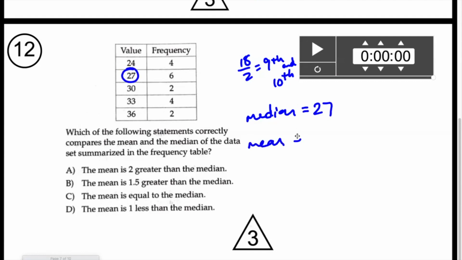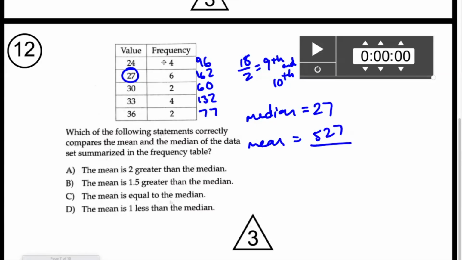Okay. Now, the mean, I would probably just put this all into a calculator. So what you're going to do is, it's like we have 4 24s, so you're just going to multiply them together. So 4 24s is 96. 27 times 6 is 162. 30 times 2 is 60. 33 times 4 is 132. And 36 times 2 is 72. Then you're going to add those together. So again, you could have just done this in Desmos or put them all in the calculator, but I'll do that real quick. That gives us a total of 527.